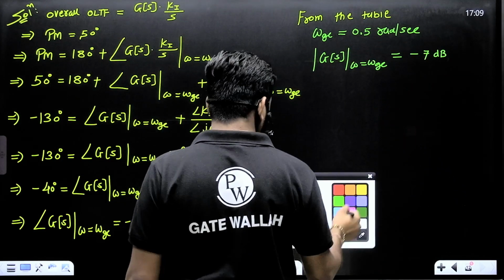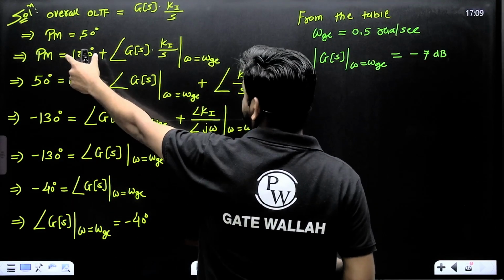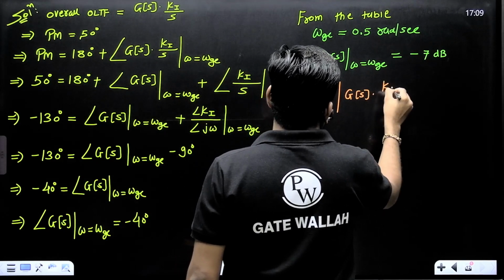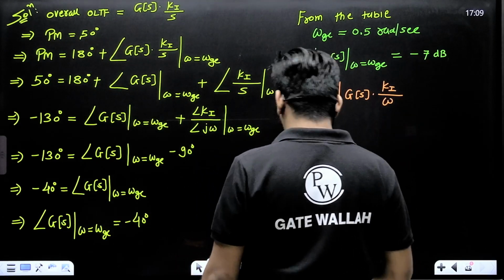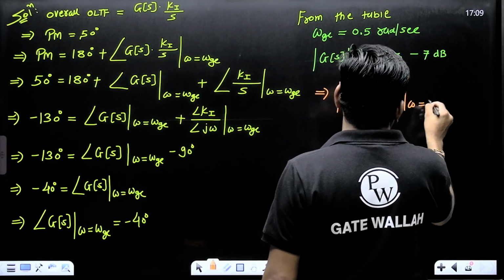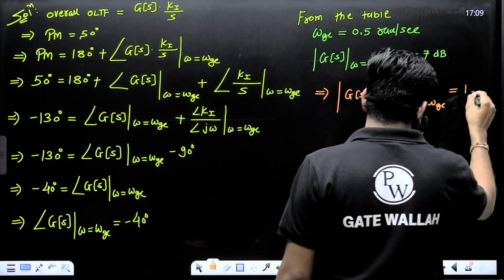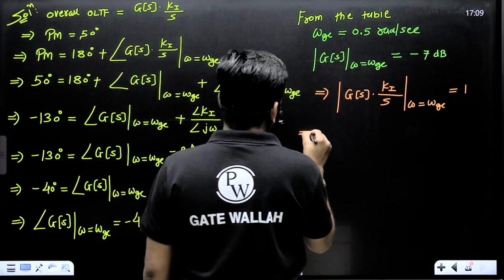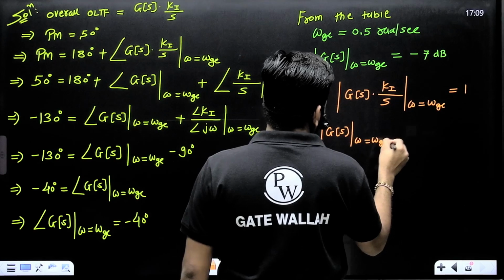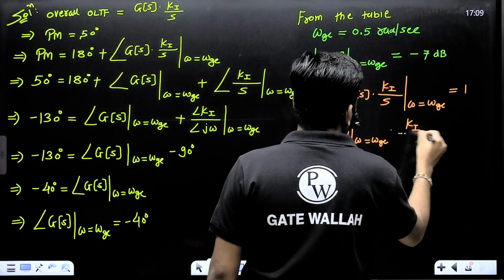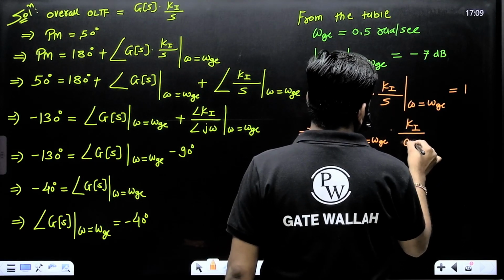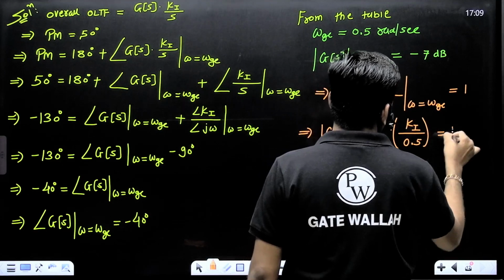Now, omega GC is nothing but the frequency where the magnitude of G(s) times Ki divided by s, at omega equal to omega GC, is 1 in normal scale. So the magnitude of G at omega equal to omega GC, times Ki, divided by omega equal to 0.5, is equal to 1.